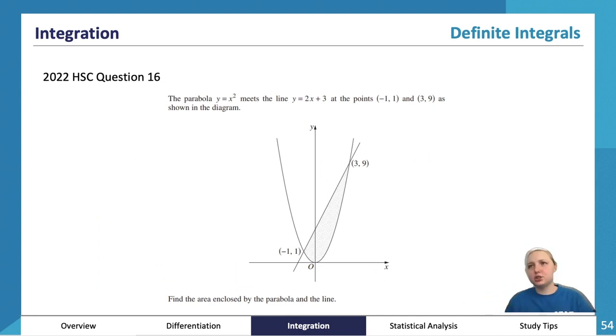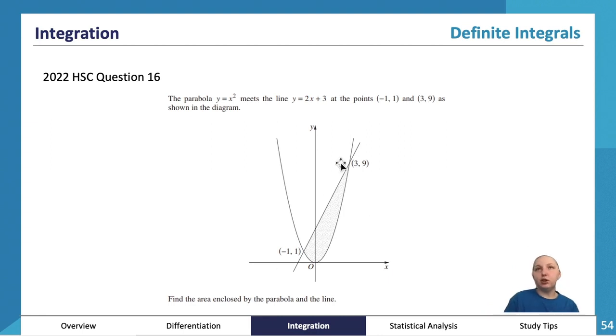Okay, this is best, I think, explained through an example. So I'm just going to go through this example because this is a new concept and I think it's just easier to explain like this. So this is again from the 2022 HSC. The parabola y equals x squared meets the line y equals 2x plus 3 at the points -1, 1 and 3, 9 as shown in the diagram.